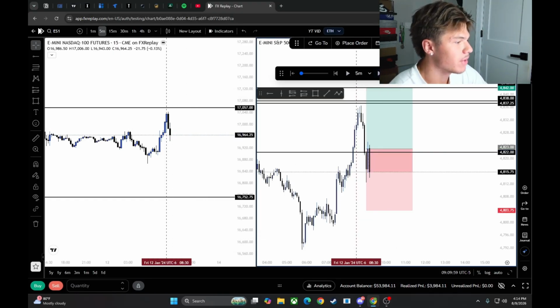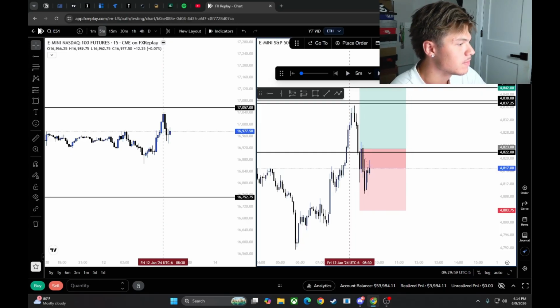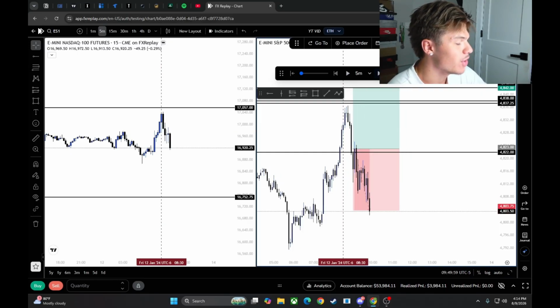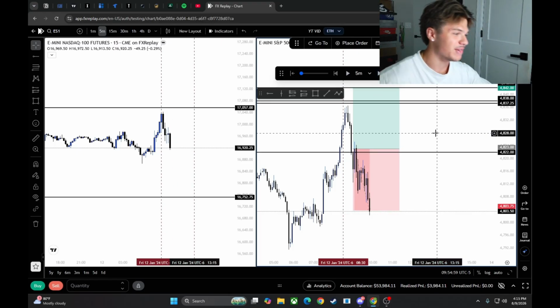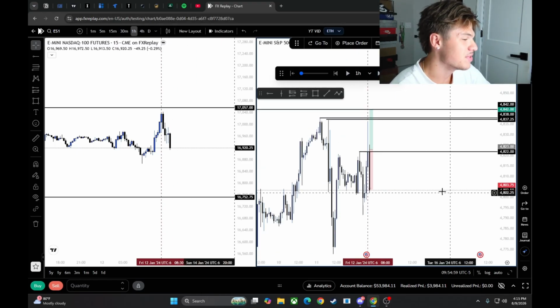Let's see if this was the right move. Oh my gosh, W fade. Holy crap. I'm locked in right now. Nah. Yeah, I always manage my trades like that.